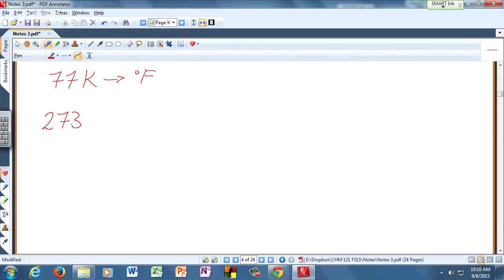77 K, we can add 273 to get degrees C. So that's going to be 350 degrees C. And then how do we convert from degrees C to degrees F? What's the order? Is it multiply and then add, or subtract and then divide for C to F?